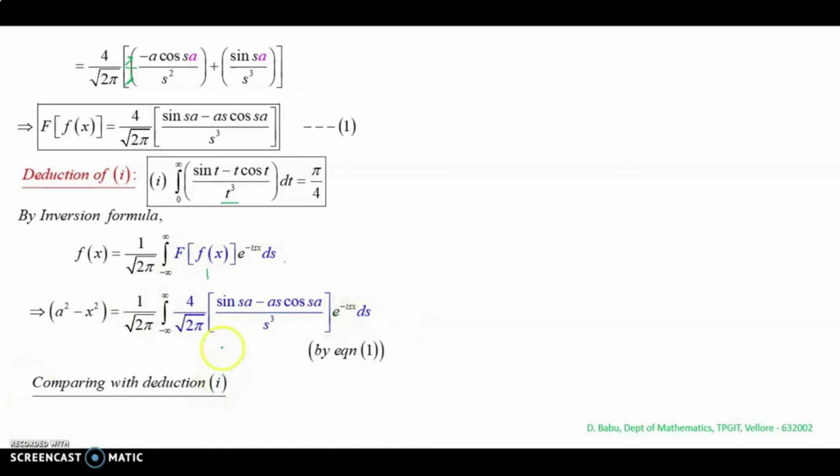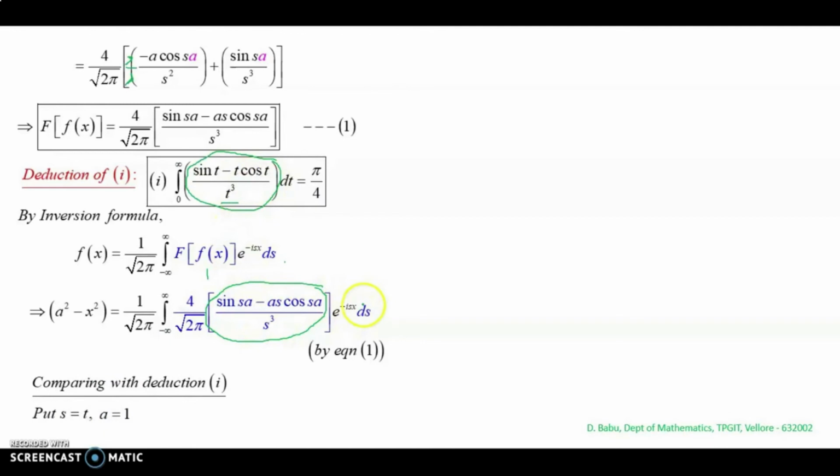So comparing this bracketed term with this bracketed term: here the denominator is s cube, here the denominator is t cube, therefore substitute s equal to t. So when s equal to t, the numerator is sin ta, whereas here it is sin t only, therefore we remove a, so substitute a equal to 1. So when a equal to 1 and s equal to t, the numerator is sin t minus t cos t, divided by t cube.